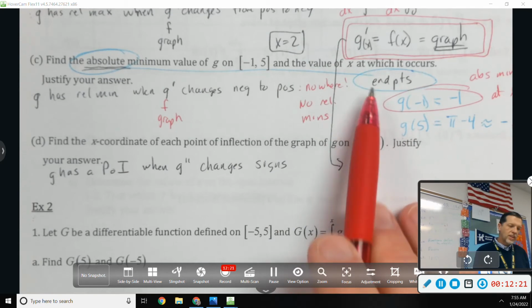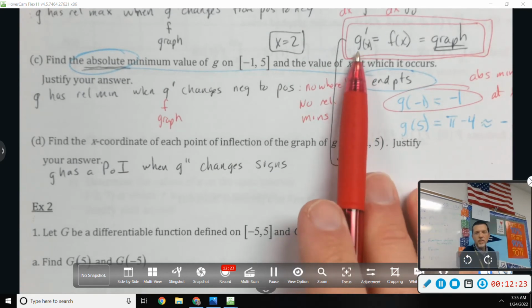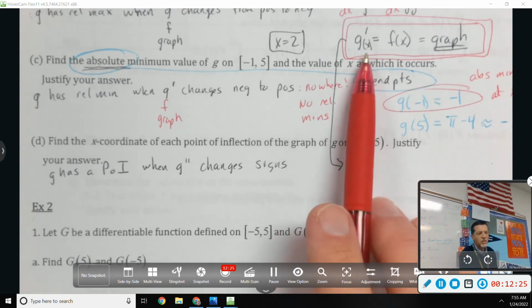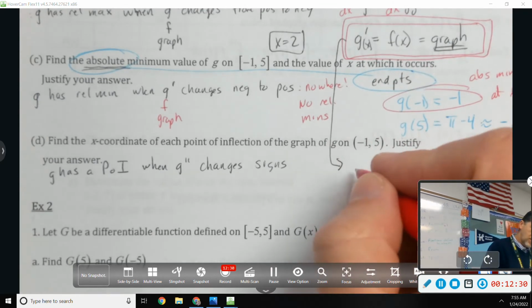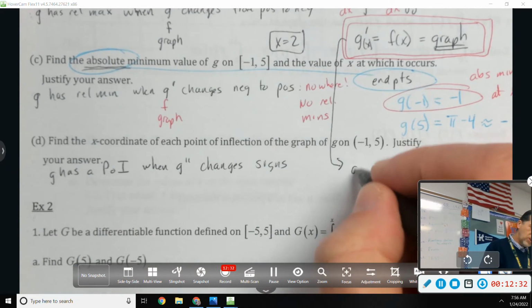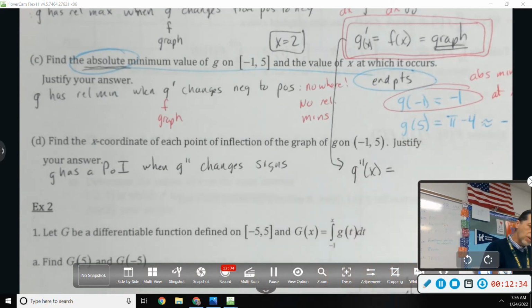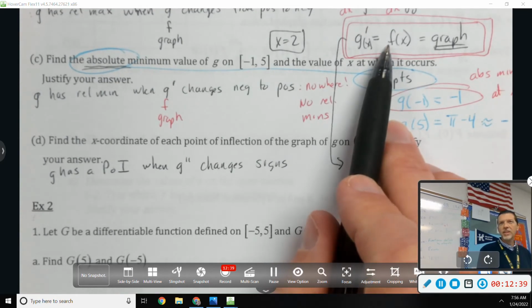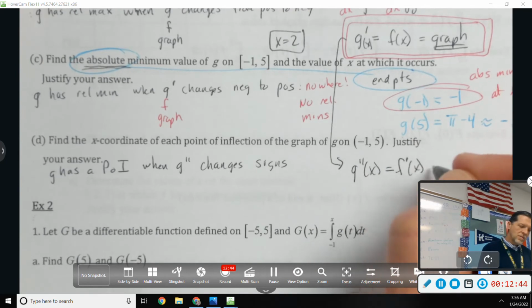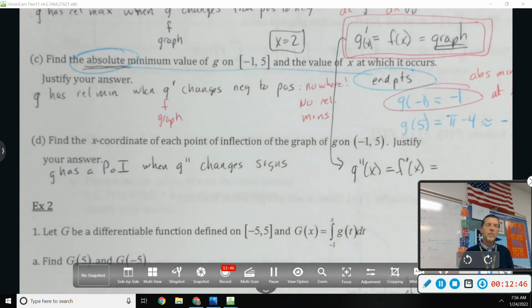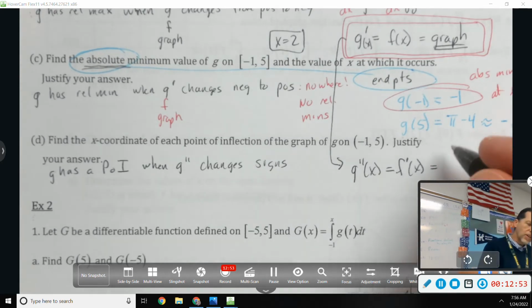So if I take the derivative of both sides of, or really all three sides of this, that means G double prime equals, what happens when I take the derivative of f? F prime. And what does that mean about the graph of f? The slope of f, or the slope of the graph.